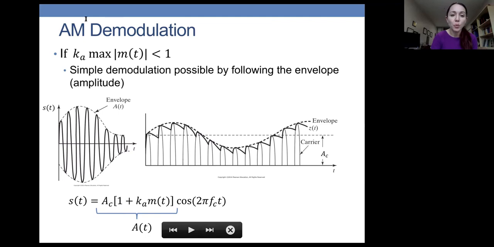Okay, so then provided that this condition is met, all we have to do is extract the envelope, and you know that is possible with an envelope detector. First, let's make a definition. Let's call this part AC times 1 plus KAM of t by the name A of t. It is like some amplitude waveform, A of t.